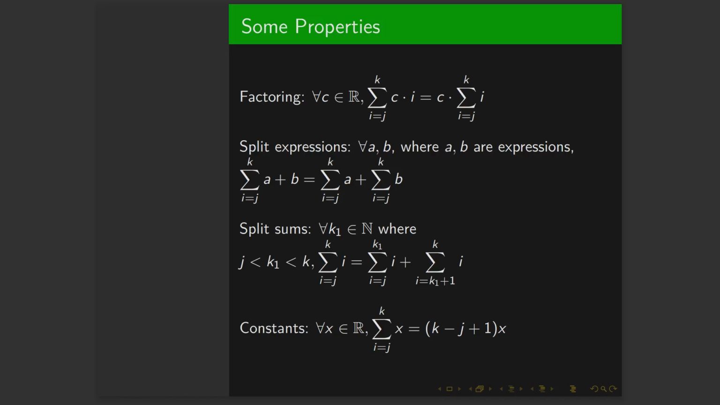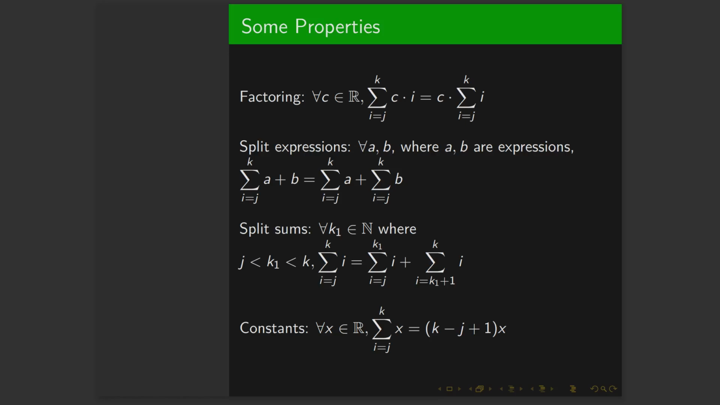And for the last one, any time that we have a constant and we're summing up the constant, how many times you sum the constant is dependent on how many times you go through the sum. So if i is equal to j and we go all the way to k, then the amount of times that the loop repeats is k minus j plus 1. Think about why that makes sense. And because we're adding the same number every single time, well, then we just multiply it.